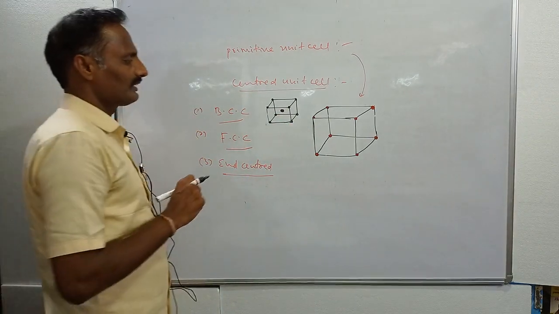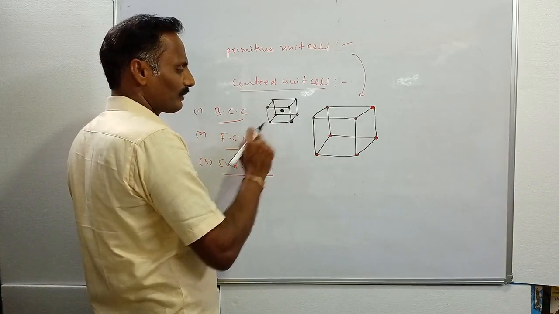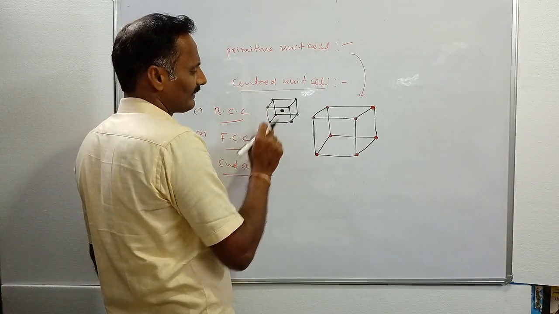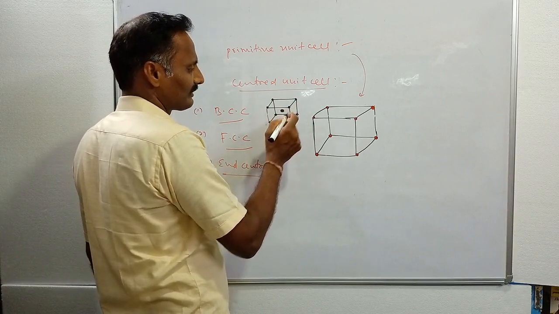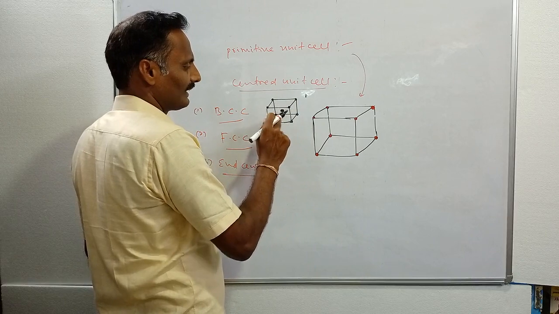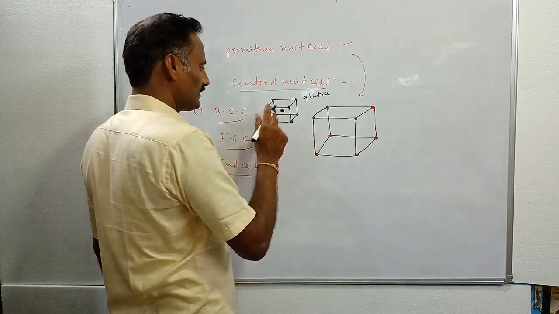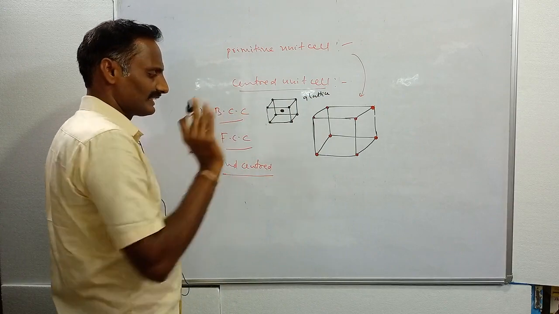A body centered unit cell contains how many lattice points? Here the 8 corners have 8 lattice points, and one particle at the center, so it contains 9 lattice points. 8 plus 1, 9. There are 9 lattice points in a BCC unit cell. This is a body centered unit cell.